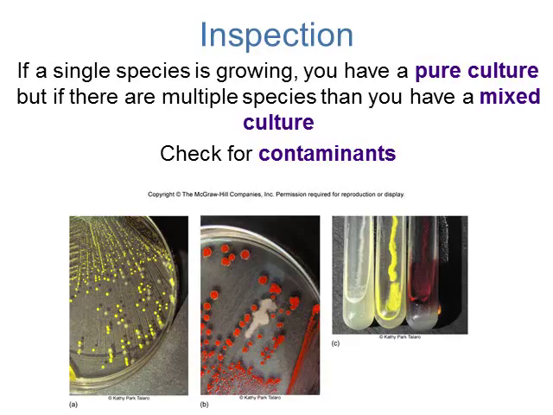for image A. Image B, we have orange colonies, but then we have kind of this whitish blob. That whitish blob is called a contaminant. So your culture is mostly pure, but it is contaminated.